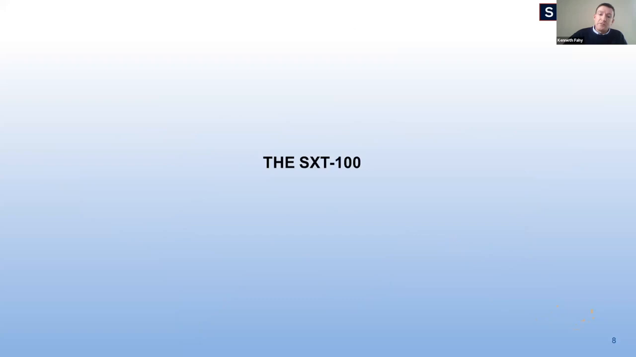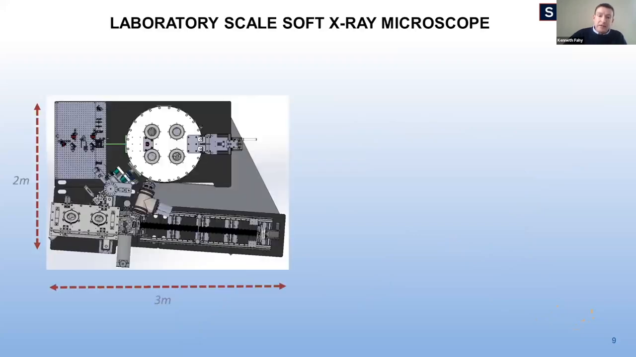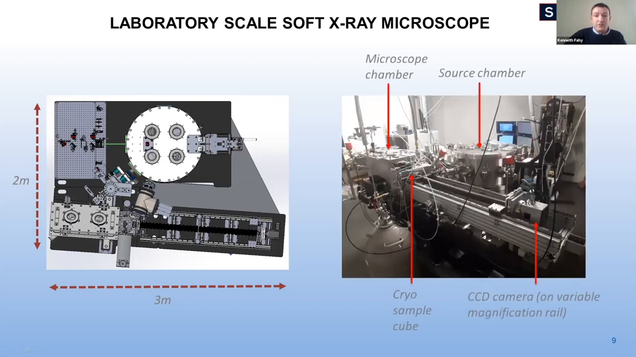So now just moving on to the instrument that we have built, the lab-based SXT100, and just showing you a layout here. The microscope has an overall footprint of about 2 by 3 meters. The soft X-rays are generated by a high-power drive laser, and the main modules consist of a source, condenser, and cryo sample chamber, as well as a CCD camera on a variable magnification rail. So the microscope is, of course, under vacuum and sits on a damped table. The system is, as I said earlier, fully operational and routinely imaging cryo-prepared biological samples for external project partners.